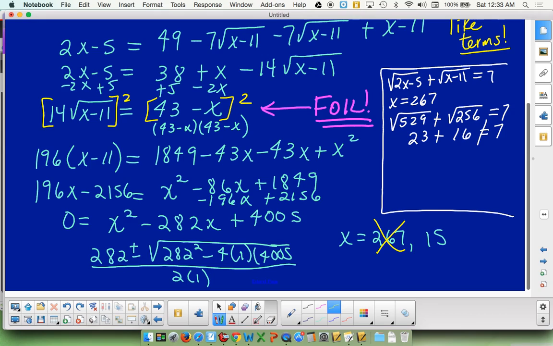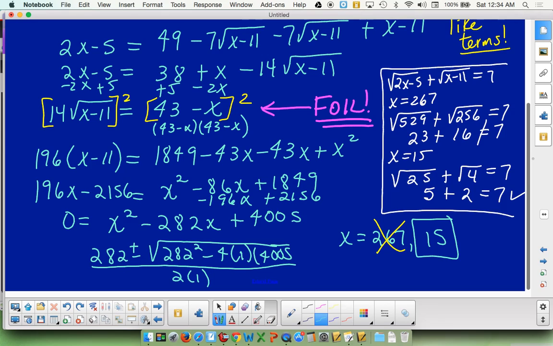So now I would have to go back and try to check x equals 15. That's a little nicer. If I sub 15 in there, I will have square root of 25 plus square root of 4 equals 7, which would mean 5 plus 2 equals 7. I believe that does check, and so 15 is our one and only solution. Boy, wasn't that good fun. Some awesome, awesome numbers there. But, hey, you have technology. You can handle it.